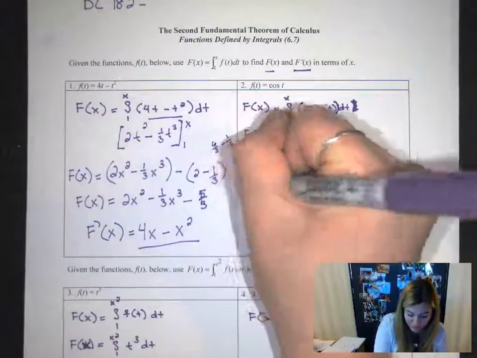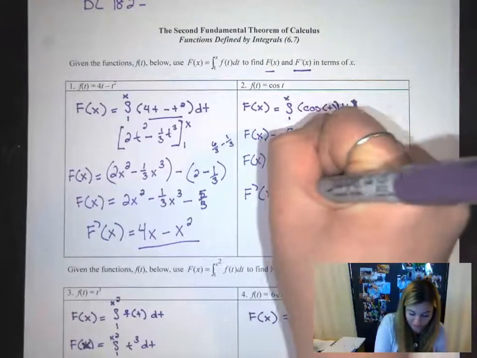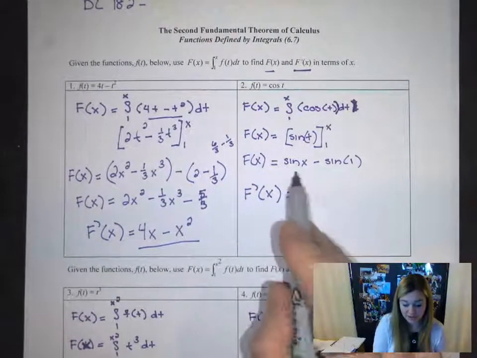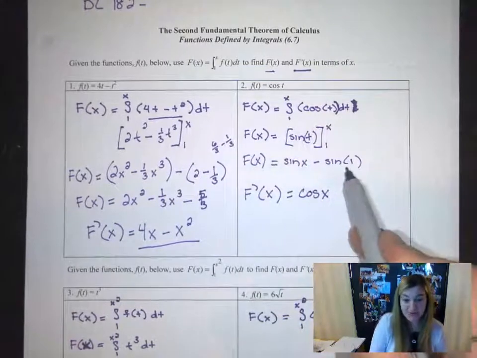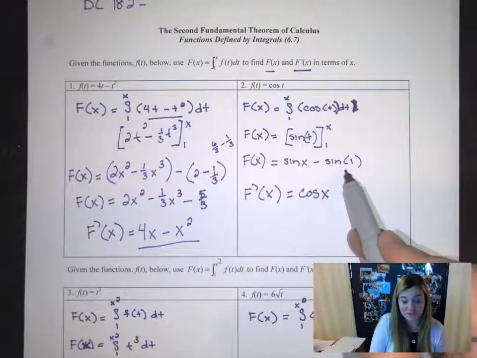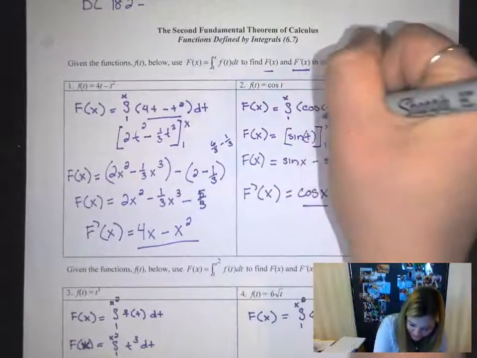If I did f prime of x, so capital F prime of x, the derivative of sine is cosine. The derivative of any number is still 0. That's interesting. Look at that. It matches.